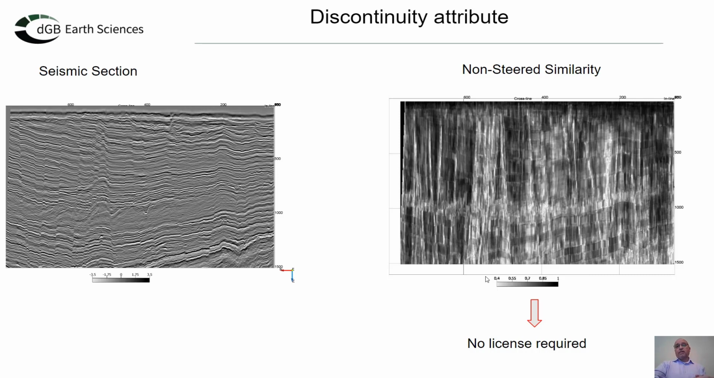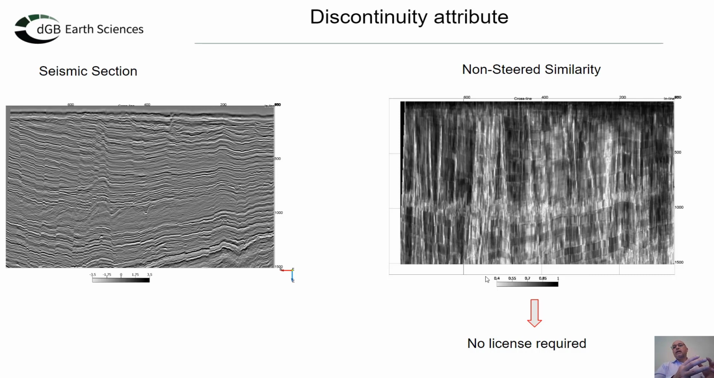We also offer some attributes that can help users identify and delineate structure features, such as the similarity attribute. Similarity is a form of coherency, which expresses how two or more trace segments look alike. Similarity of 1 means that trace segments are identical in waveform and amplitude. Similarity of 0, however, means that those traces are dissimilar.